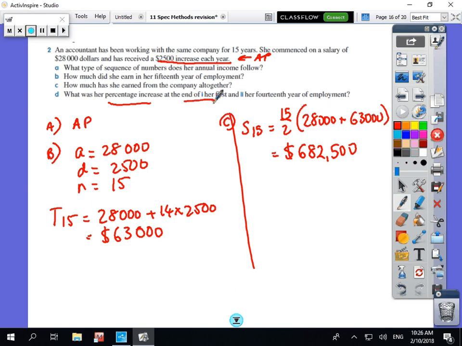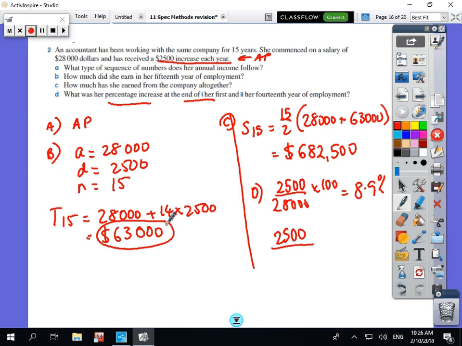What was the percentage increase at the end of her first and her 14th? So at the end of her first, it's going to be 2,500 over 28,000 times 100. 2,500 divided by 28,000. So that's going to be 8.9%, and then in part B, 2,500. Okay, she finished at 63,000, which means the year before that she would have been at 60,500. So 2,500 over 60,500 times 100. 2500 divided by 60,500. So we're at 4.1% increase. Okay.